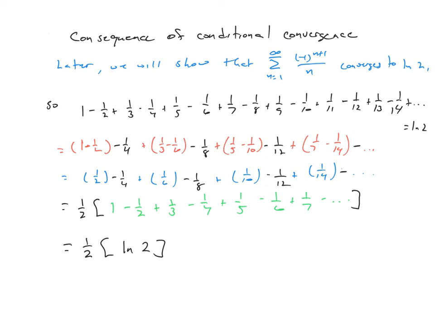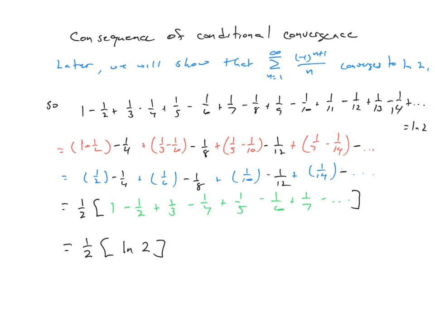alternating harmonic series here, -1 to the n plus 1 over n. Now, later on in this chapter, we are going to show you that this series will converge to the natural log of 2. Okay? We're going to show that, but for right now, we'll just accept it. And so if I write out an expansion here, that is going to equal the natural log of 2.